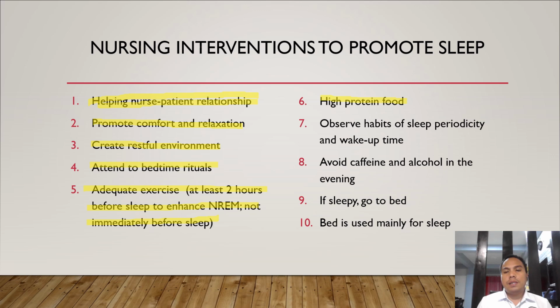Observe habit of sleep, periodicity, and wake up time. So, dapat magkaroon tayo ng sleep habit kung ano yung oras ng pagtulog natin at oras ng ating paggising. And then, syempre, sa mahilig sa mga kape at uminom, i-avoid po natin yon. So, avoid caffeine and alcohol in the evening. So, if sleepy, go to bed. Kung tayo na po ay inaantok, kailangan na po natin matulog.